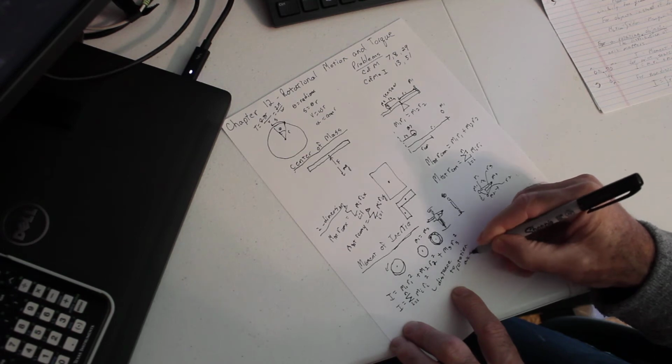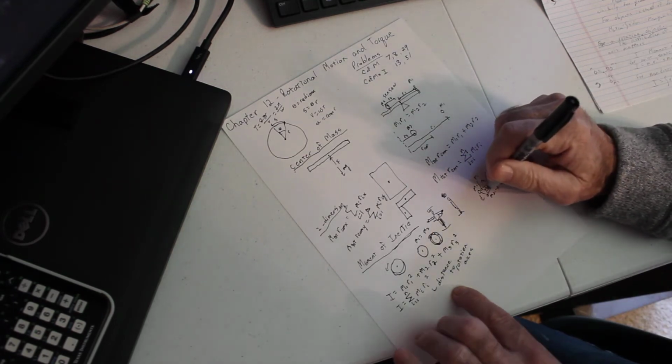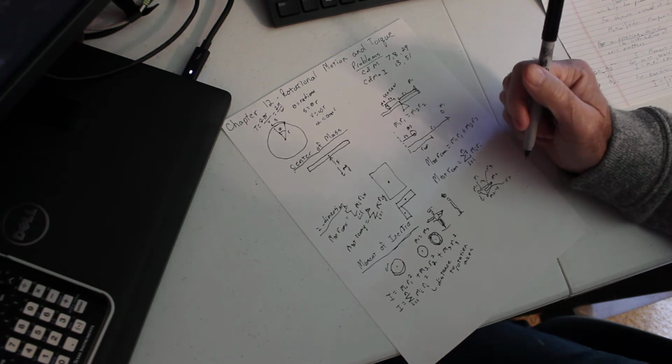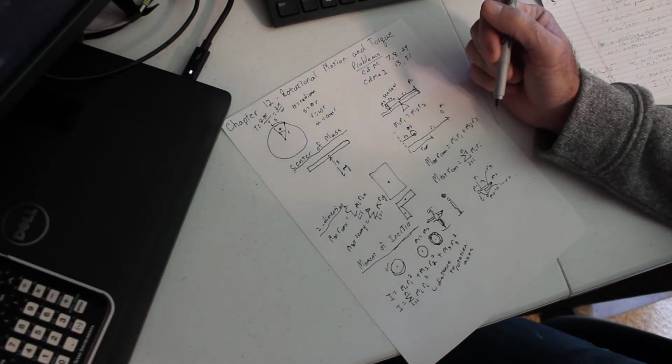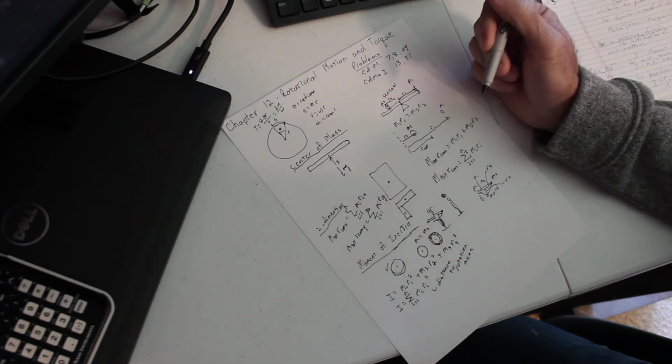Or technically the rotation axis. In this case, our rotation axis is coming out of the page. So it's the perpendicular distance to the rotation axis that is how you calculate I.